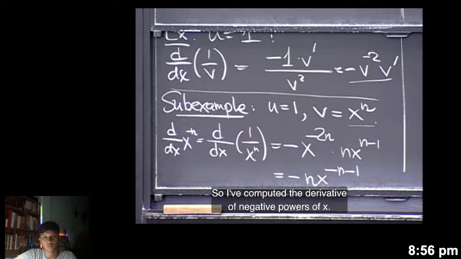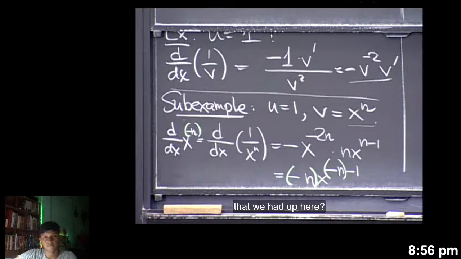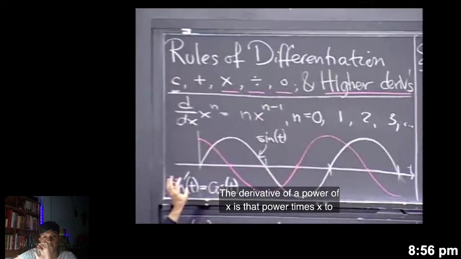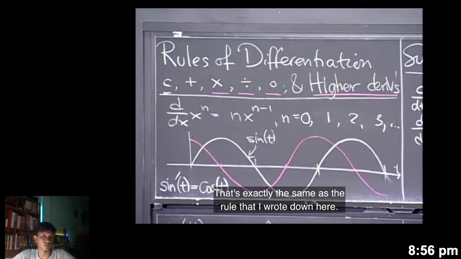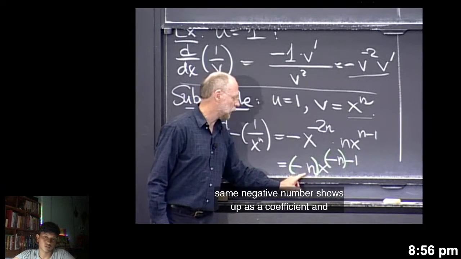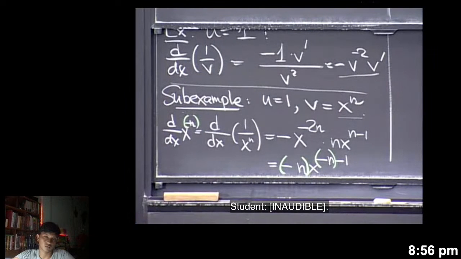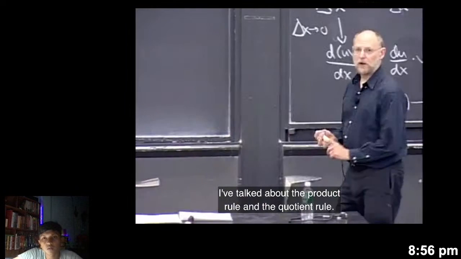So how does that compare with the formula that we had up here? The derivative of the power of x is that power times x to 1 less than that power. That's exactly the same as the rule that I wrote down here. But the power here happens to be a negative number, and the same negative number shows up as a coefficient and there in the exponent. So the product rule and that standard rule is true for negative as well as positive exponents.